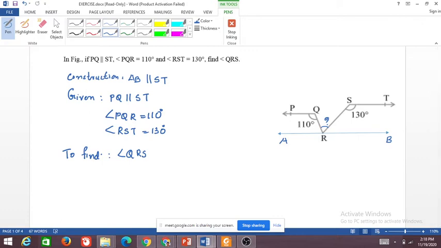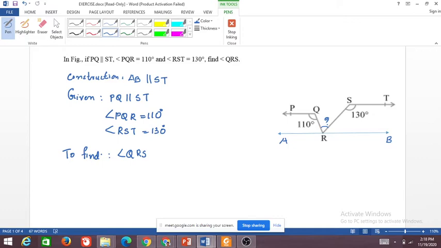Ma'am, alternate interior angles are equal, ma'am. Okay, Harika. That means angle 110 degrees is equal to angle QRS plus angle SRB. We know that angle SRB is equal to 50 degrees. So 110 minus 50 degrees is equal to 60 degrees. QRS is equal to 60 degrees, ma'am. Okay, Harika. So Harika is saying it's 60 degrees. You can also put that in the chat box. Let me see others' answers also, Harika.